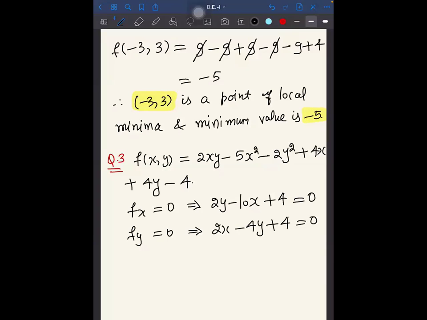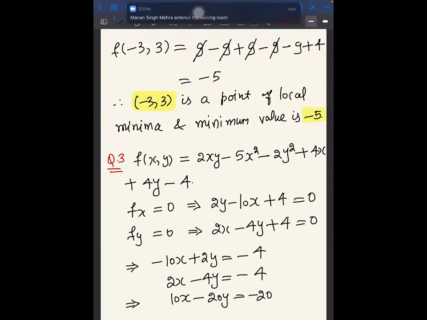So I'll rewrite it as minus 10x plus 2y is equal to minus 4, and 2x minus 4y is equal to minus 4. So let's say I multiply with 5, 10x minus 20y is equal to minus 20. Okay. So we can solve this, and we will simply add these two, right? Is it okay? Okay. So let's add these two equations.